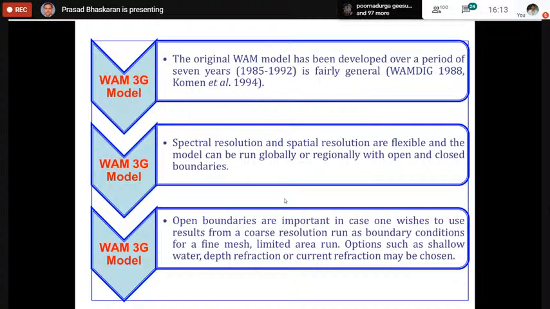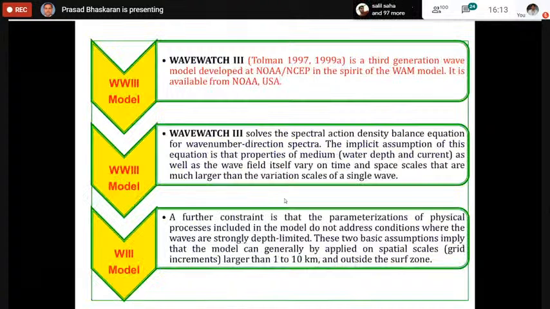Today, these third generation models are run on a global scale. There are some websites from where you can get this data. If you go to the NCEP website, you can find the global forecast. If you go to ECMWF, the European Centre for Medium-Range Weather Forecasts, you can get the global wave forecast. This wave information is dynamically updated with time, and it is coming from a third generation wave model.